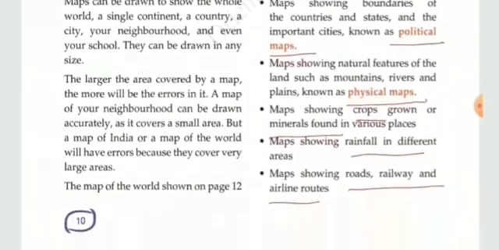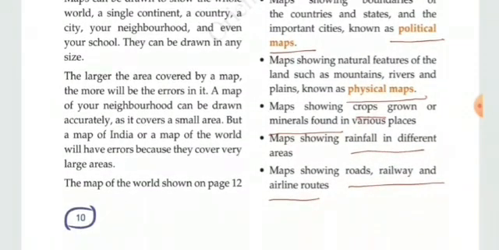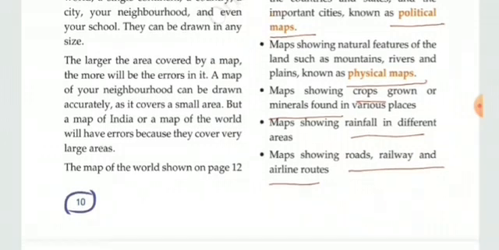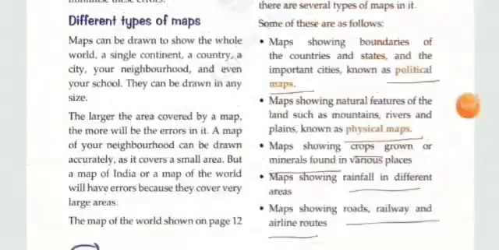Maps showing crops grown or minerals found in various places. Maps showing rainfall in different areas. Maps showing roads, railways, and airline routes. A book of maps is called an atlas. We can see political maps, physical maps, maps of vegetation, maps of rainfall, and maps of climatic conditions inside an atlas. Let us see different kinds of maps.